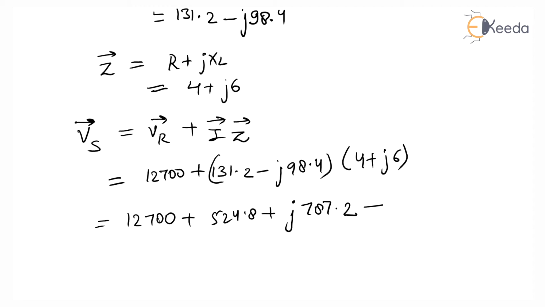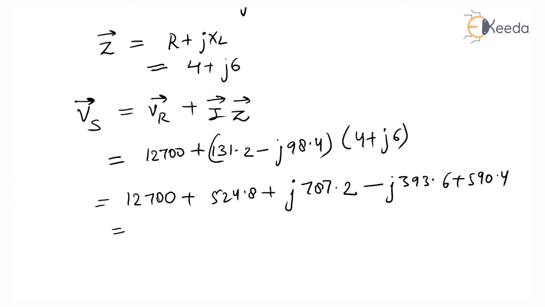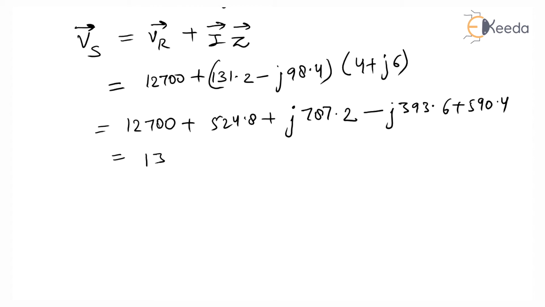Then minus 4 into 98.4. So j 393.6 plus j into j square is minus 1, and minus minus plus. So this is plus 98.4 into 6, 590.4. So this is equals to 13815.2 plus j 393.6. So this is the vector Vs.